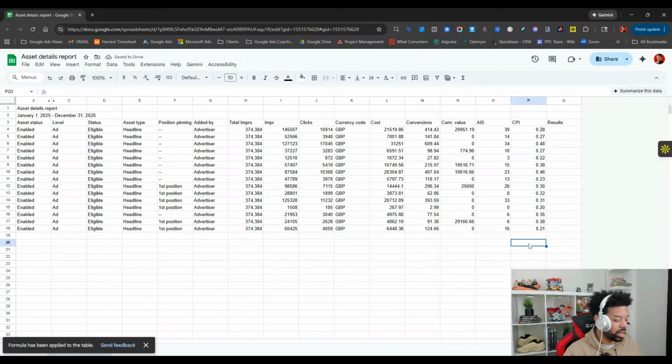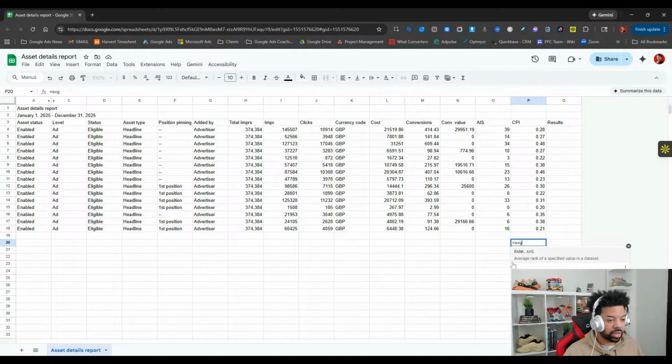And then down here, I will do equals average, and just average out CPI. So the average is 0.3. Anything above is good. Anything below is below average. So now for AIS, anything below 15 means it has low visibility. Anything above it is good.